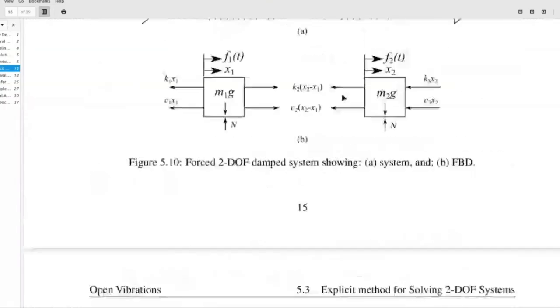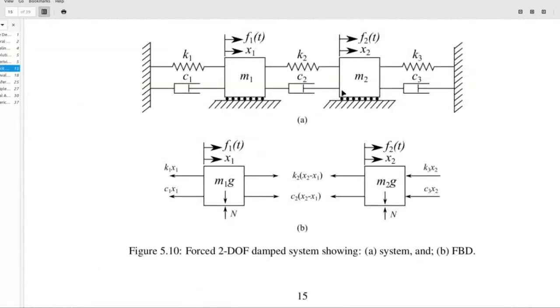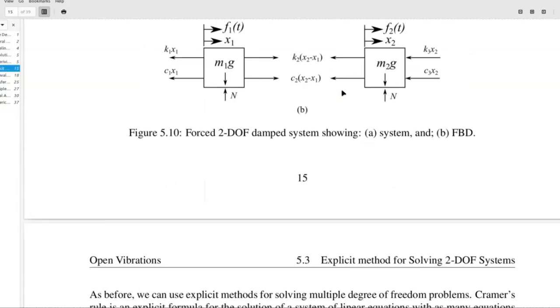I typed it up once for a 2 degree of freedom system with damping, which you'll notice we haven't done any damping up to this point in 2 degree of freedom systems, right? So damping will give us a C matrix. We just haven't discussed it yet. But you can absolutely build it.